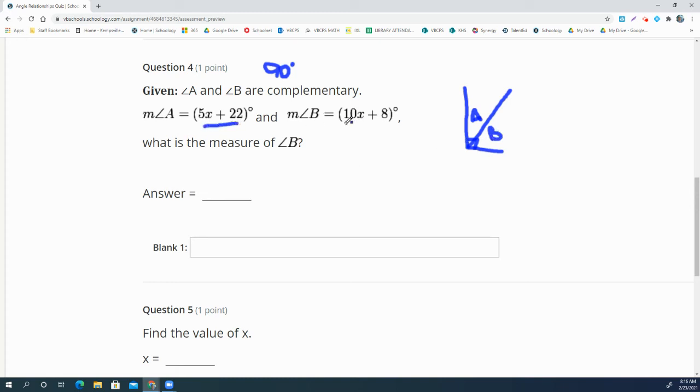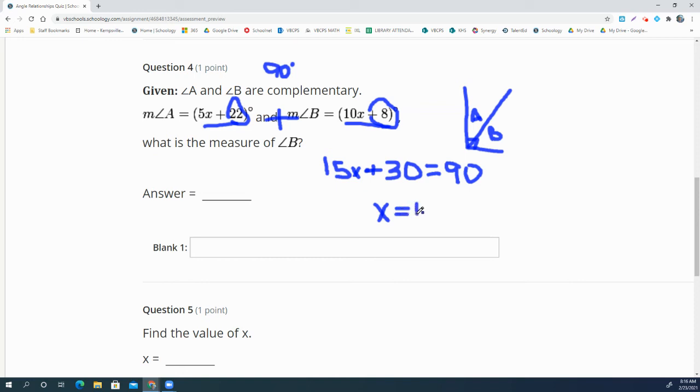So we're going to add this plus this. Right? So if I combine my like terms, 5x and 10x is 15x. And 22 and 8 is 30. 22 plus 8, I'm just combining my like terms. I just didn't draw it all out. Right? And then it's going to equal 90. So when you solve that, what do you get? 90 minus 30, 60. And then 60 divided by 15 is 4.